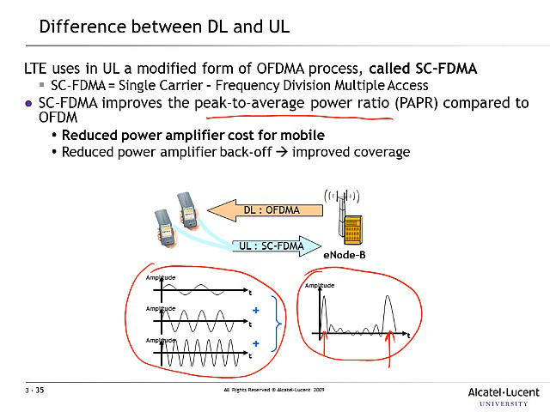And so for that reason, people did studies. A lot of people did probably their PhD in this area, and they tried to find a better modulation scheme than OFDMA for uplink, and they came up with this idea of single carrier FDMA for that. So single carrier FDMA has a reduced power amplifier cost for the mobile, and by reducing the power amplifier back off, you also get an improved coverage for that.